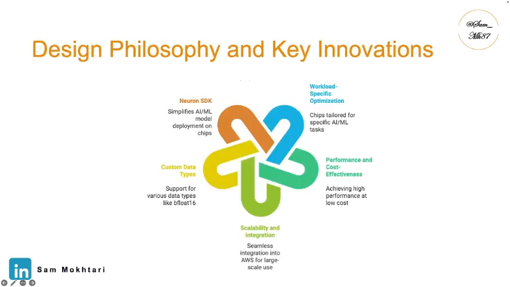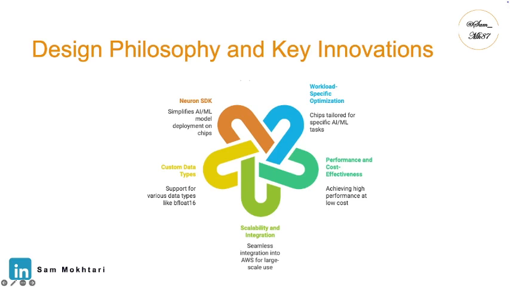So the design of AWS Trainium and Inferentia reflects a deep understanding of AI/ML workloads and a commitment to delivering practical solutions for real-world challenges. These chips are not merely powerful processors, they are also engineered to address a specific need within AI/ML workflows. The very first thing about the design philosophy of these key innovations is specialization. AWS recognized that a one-size-fits-all approach to AI/ML acceleration would be suboptimal. Trainium and Inferentia embody the principle of workload-specific optimization.